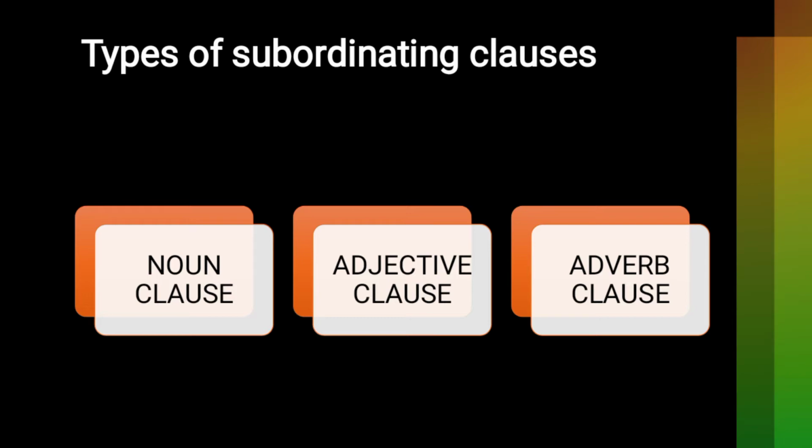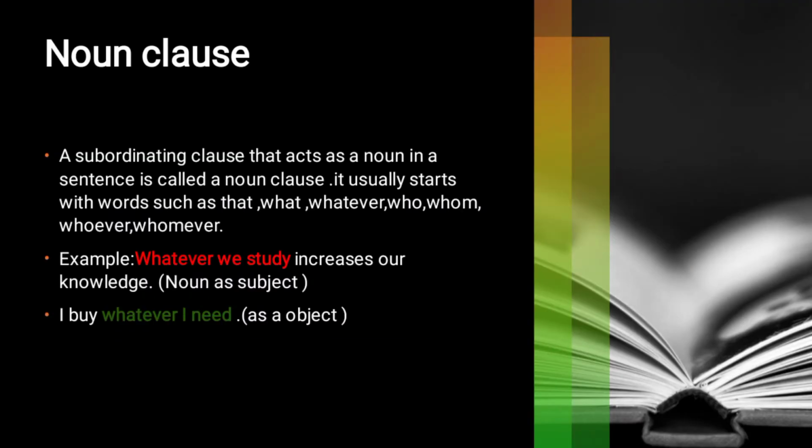Next we have different types of subordinate clauses. Based on the function they perform in the sentence, a subordinate clause can be further categorized into noun clause, adjective clause, and adverb clause. So what is a noun clause? A clause that functions as a noun in a sentence is called a noun clause. It starts with words such as that, what, whatever, who, whom, whoever, and whomever.